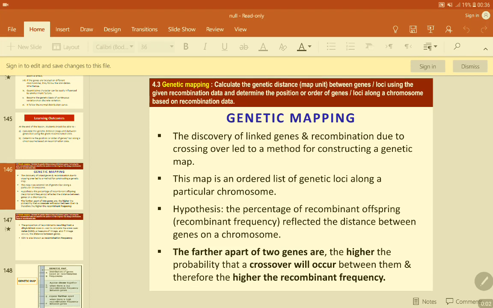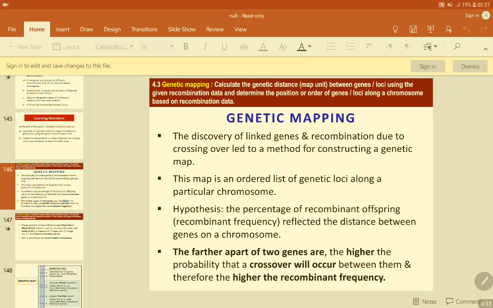Okay, so next I'm going to follow with the last topic of this chapter, that is called genetic mapping. This is quite related with the linked gene cases. First of all, you need to know what is the meaning of genetic mapping. Mapping means that you are going to order the list of genetic loci along a particular chromosome.